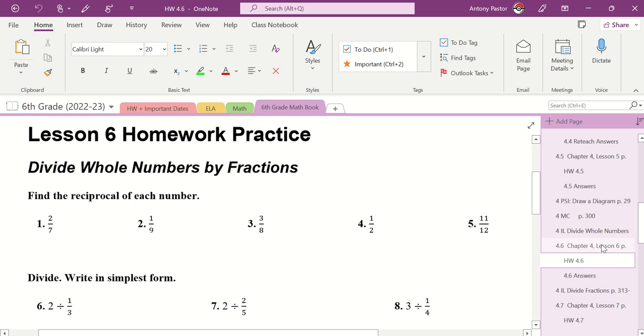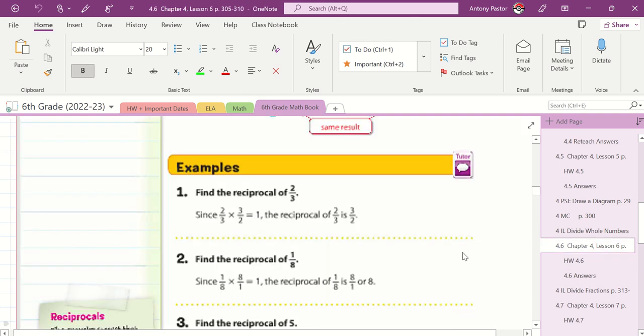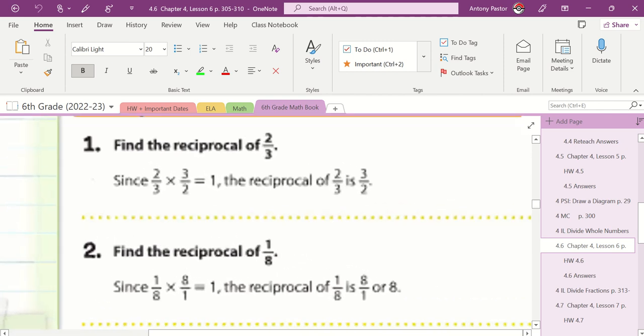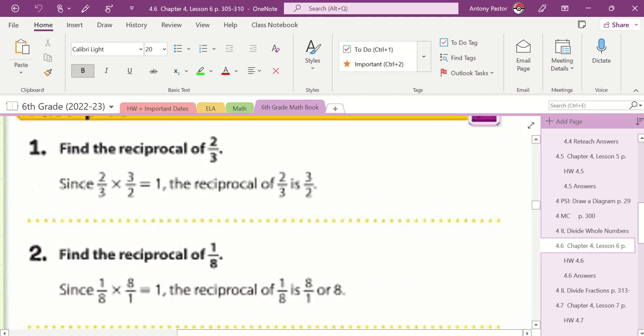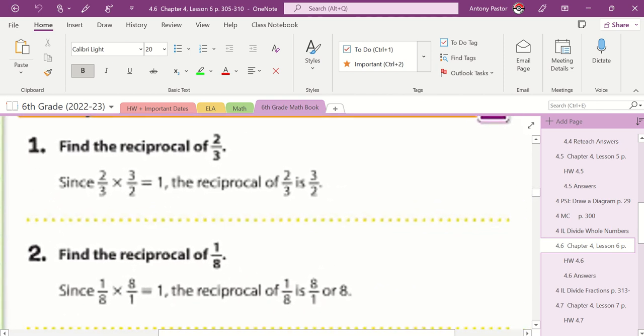So let's look at some more example problems. This is going to be a pretty straightforward lesson today, but we're still going to go ahead and talk about this. Example number 1, find the reciprocal of 2/3. Just flip 2/3, and it is 3 over 2. Find the reciprocal of 1/8. You flip it, so 8 is on top, 1's on bottom. You simplify it, it's just 8.